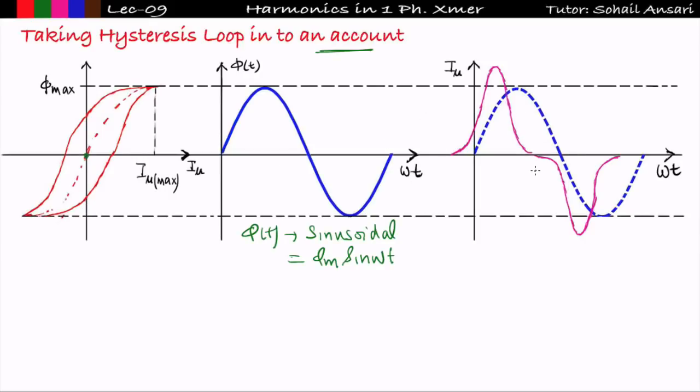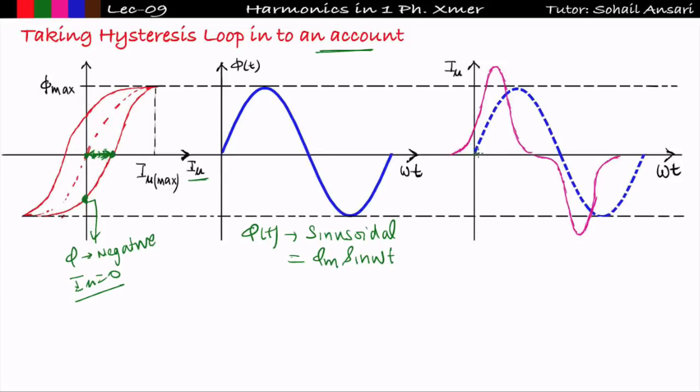The waveform of i_mu I will get is the same as the previous case, but it will shift by some angle. Why? See here. At this point the flux φ is negative, right? But the value of the magnetizing current I_mu is 0. You can see that. Now when φ is increasing from negative to 0, when the flux becomes 0, I am having some magnetizing current. When φ becomes 0, then I_mu I am getting is equal to some positive value.